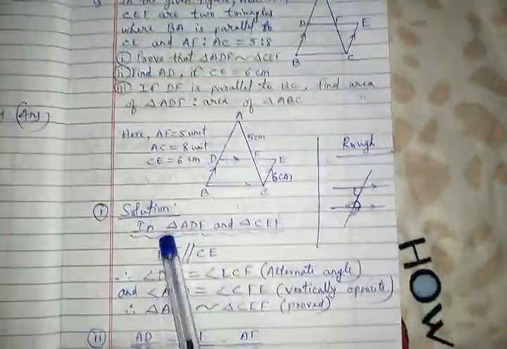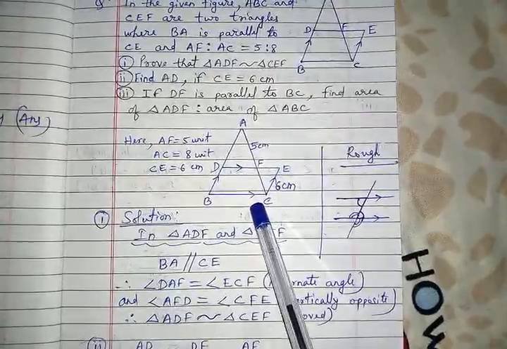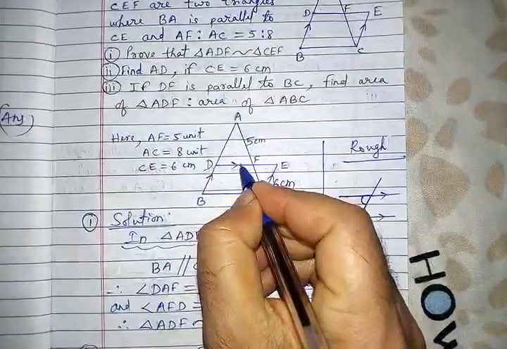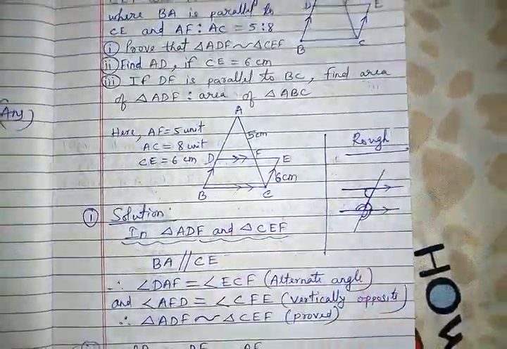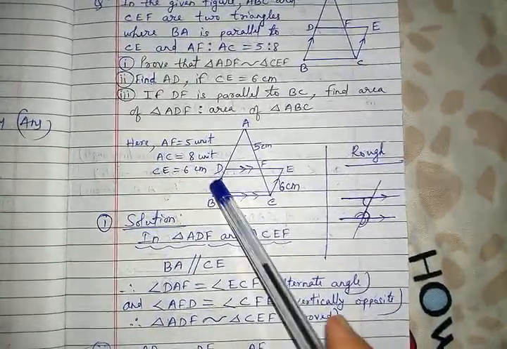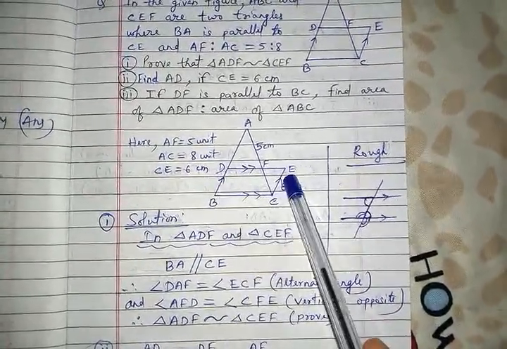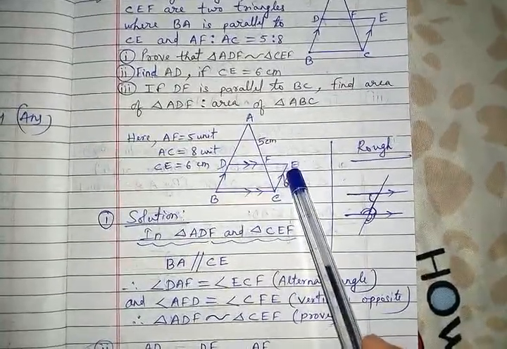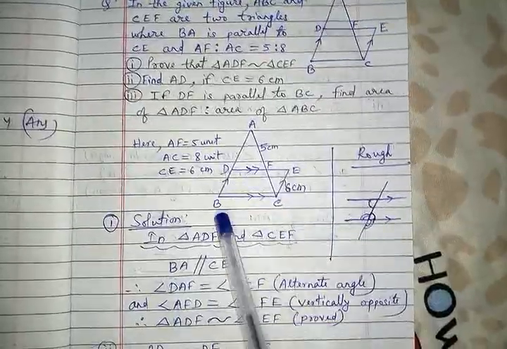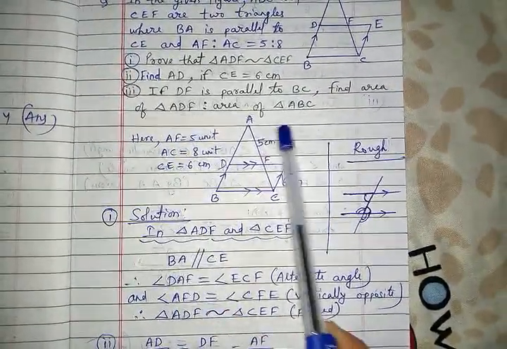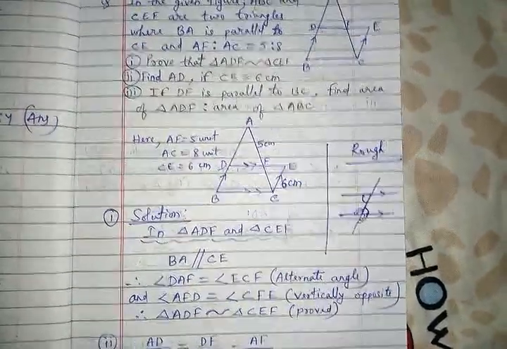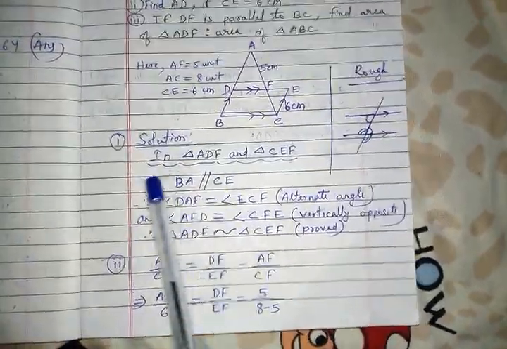Let us begin. So this is our solution, same diagram here children. And now what we will do is, since we have two lines parallel to each other, we will give this type of symbol. Because there are two lines which are parallel, we use this kind of symbol here, and these two lines are parallel, so this type of symbol for these two lines. So now let us begin. AF is 5 units, AC is 8 units, and CE is 6 centimeters. And here I begin the solution.